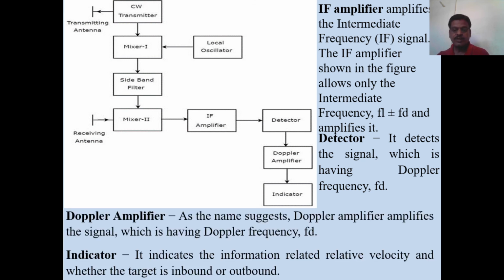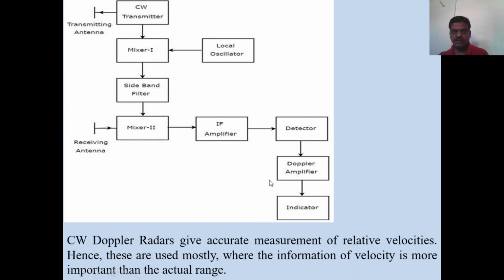Then that is provided to the indicator, and the indicator indicates the information related to the velocity and whether the target is inbound or outbound. Means the information about the target is indicated by this indicator.